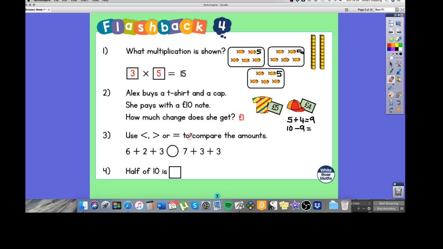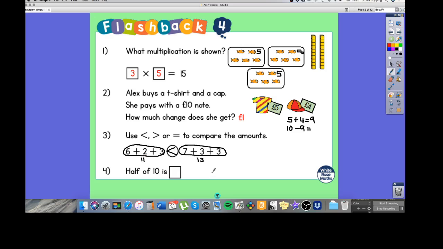Using less than, more than, or equal to, compare amounts. So what you've got to do is work out how much each side has got first. So 6 add 2 add 3. Well, 6 add 2 is 8. Add another 3, that's 9, 10, 11. And then here you've got 7 and 3, which is 10, number bonds, plus another 3, so that makes 13. Which is bigger? Remember, the crocodile always eats the bigger number. So we can say that 11 is less than 13.